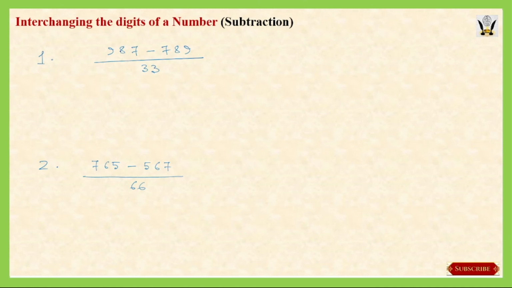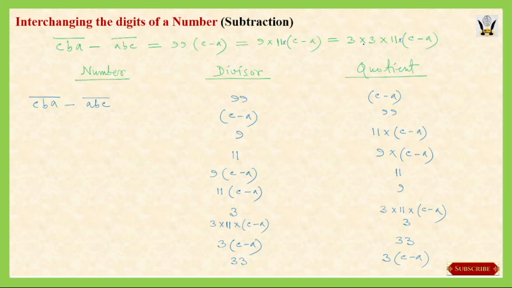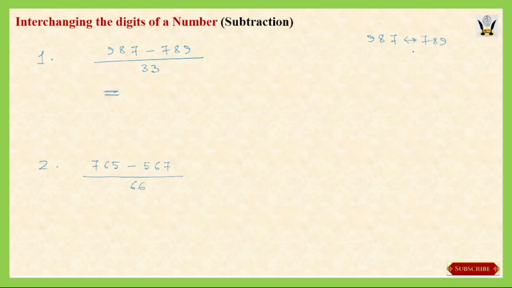So here we have one 3-digit number 987 and another number 789. What is the relationship between these two numbers? When we interchange the digits of the first position and third position, we get the second number. Now if we subtract these two numbers and want to divide the result of subtraction by 33, then quickly we can answer, because we know that in this type of subtraction, the result has these four factors: 3, 3, 11 and c minus a.